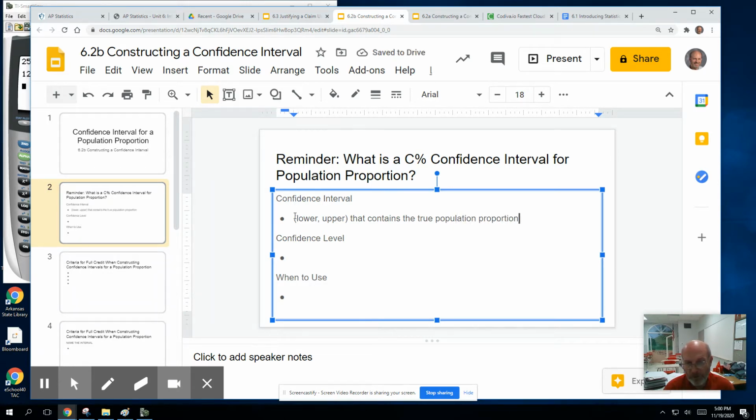Should say that we hope contains the true population proportion. So the confidence level, we're usually going to say C% confidence level, is how confident we are that our interval actually contains the true population proportion.